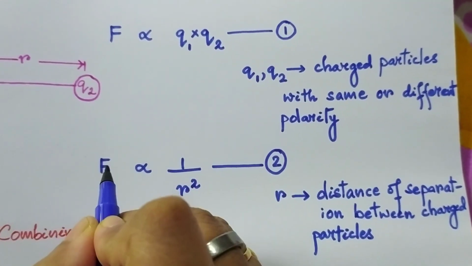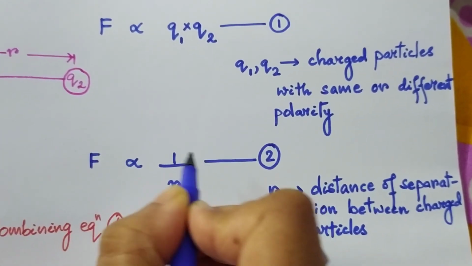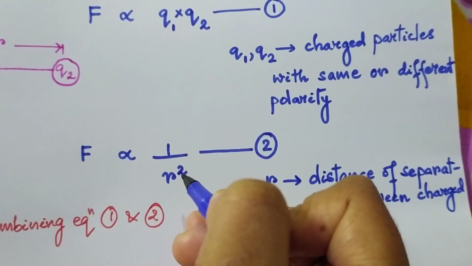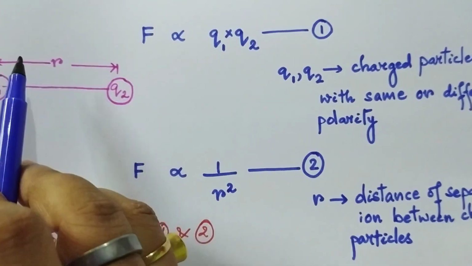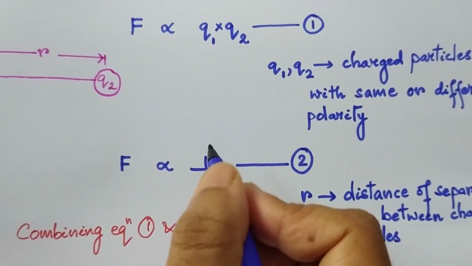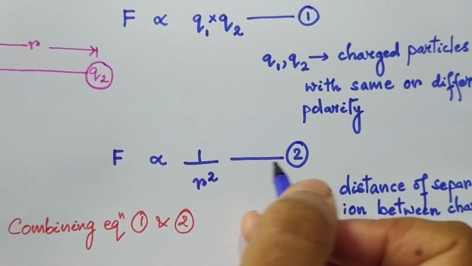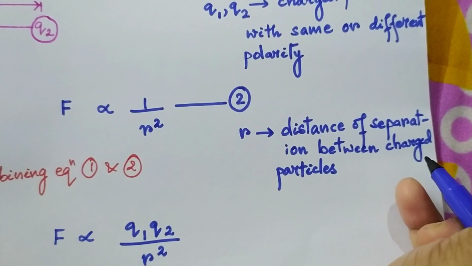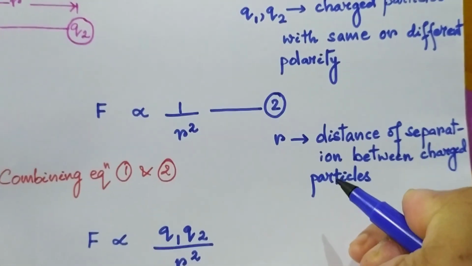Next, this force is again inversely proportional to the square of the distance of separation between them. We know that the distance of separation between them is r, so it will be the square of that, that is 1 by r square. This is our equation number 2, where r is the distance of separation between the charged particles.